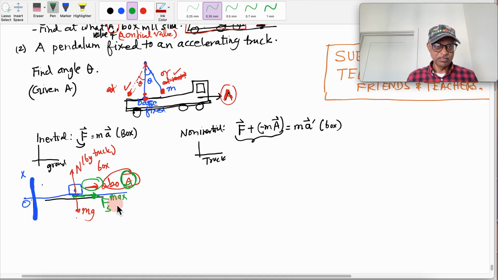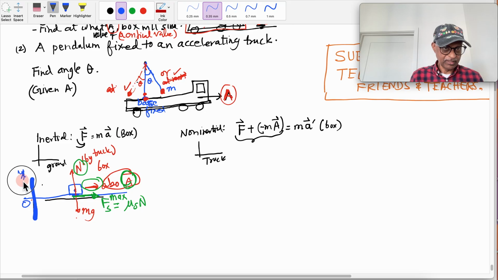So now this will be equal to, in magnitude, mu s n. This is what you know from solving a whole bunch of problems like this, right? Now, this is very simple. Along the x, this is the y-axis. This is the x-axis. So along y is just n minus mg equal to 0, no acceleration. This acceleration is all x direction.